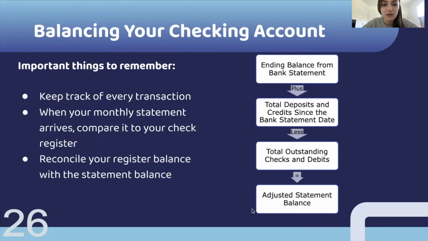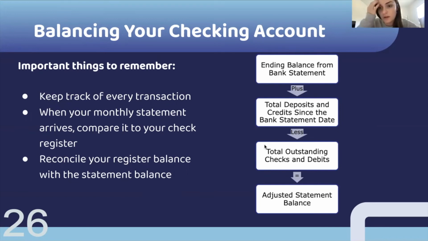Balancing your checking account, there's a few important things to remember. So you should keep track of every transaction, meaning every check you write, every deposit, every ATM transaction, and put it into your check register. So when your monthly statement arrives, compare it to your check register to make sure that there have been no mistakes made. By reconciling your register balance with your monthly statement you receive from your bank, you can locate any errors you or your bank has made.